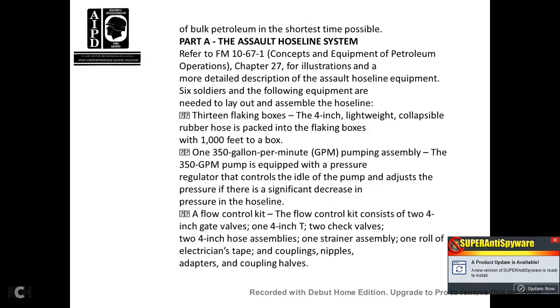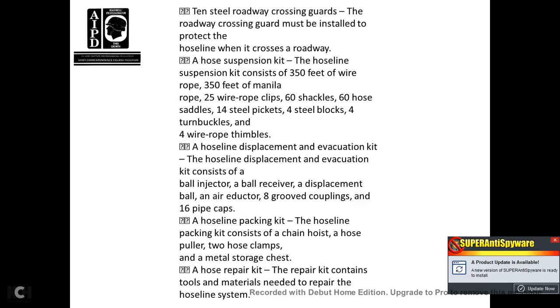If significant, decrease the pressure in the hose line. A flow control kit consists of 2 4-inch gate valves, 2 4-inch tees, 2 check valves, 2 4-inch hose assemblies, 1 strainer assembly, 1 roll of electrician's tape, couplings, nipples, adapters, and coupling halves, and 2 steel roadway crossing guards. Roadway crossing guards must be installed to protect the hose line when it crosses a roadway.